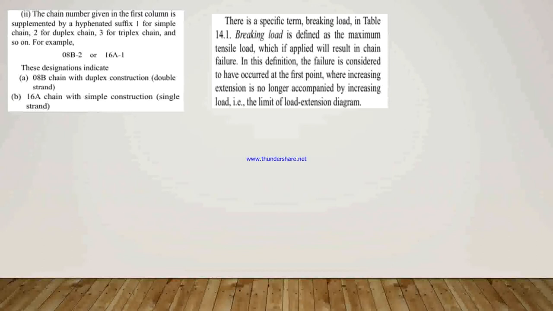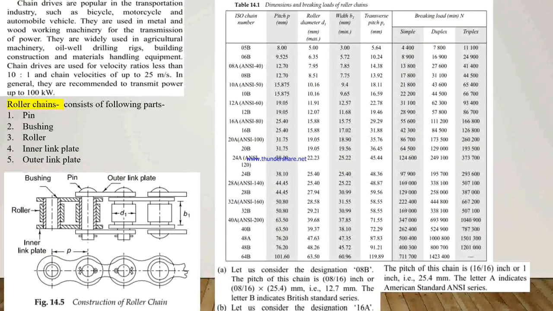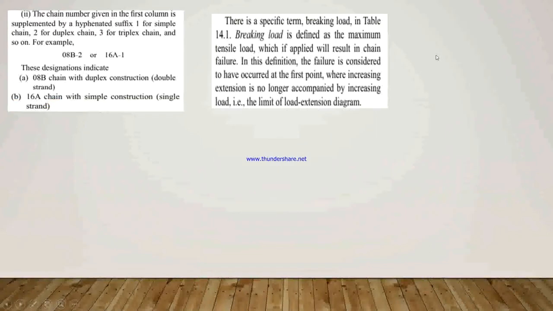There is a specific term, breaking load, also used in this table 14.1. Breaking load is the maximum tensile load which, if applied, will result in chain failure. In this definition, the failure is considered to have occurred at the first point where increasing extension is no longer accompanied by increasing load, that is, the limit of the load extension diagram.